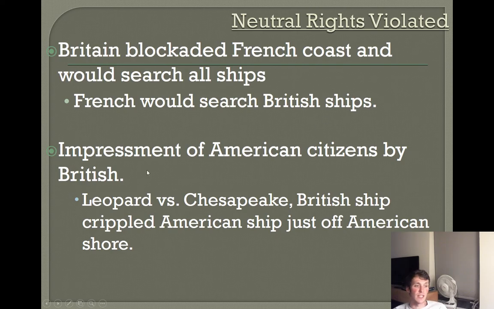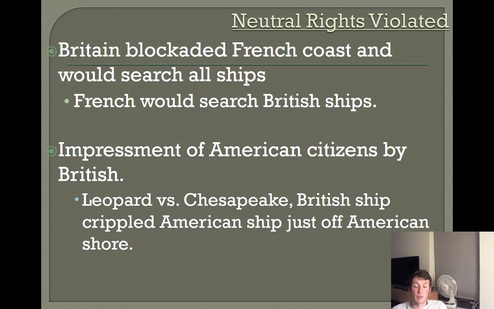You're also going to get the continued impressment of American citizens by the British, and you're actually going to have this fight between the Leopard and the Chesapeake. This British ship is going to cripple an American ship just off the American shoreline. And again, you're going to get this debate. Both these countries are really, really pushing our buttons. Who are we going to go to war with?